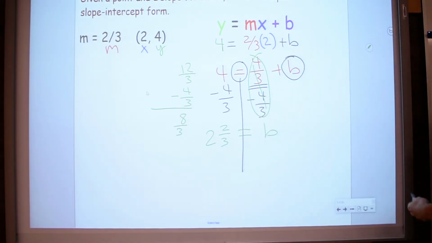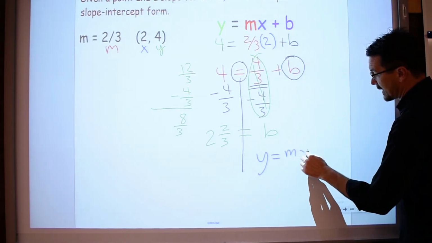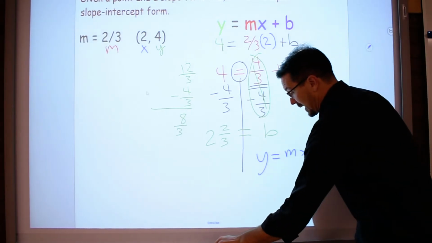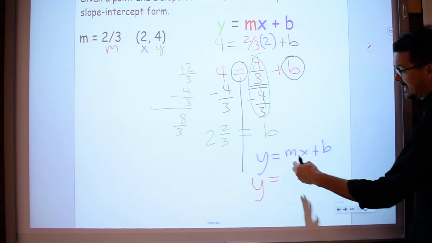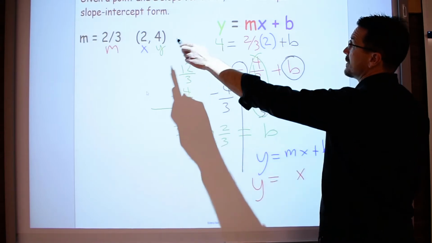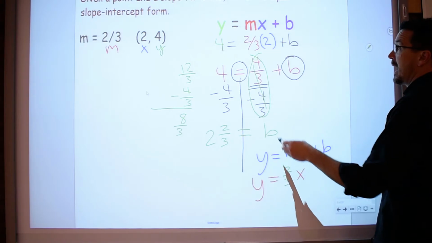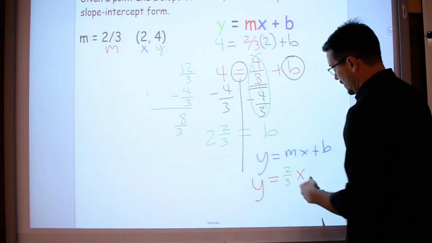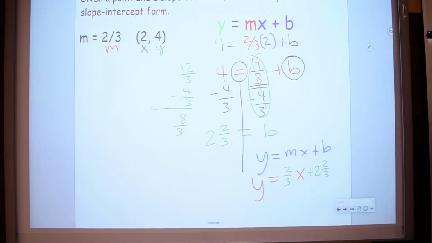And now I'm going to go back to my problem. Y equals mx plus b. So now I need to replace the things that I don't have. I need to know what the m is and the b is. Well, the m, we already said, is 2/3, so that'll be 2/3 x. And then b, in this case, would be 2 2/3, so I'll say plus 2 2/3. Or I could have put 8/3, either way. So that takes care of that one, so you try the next one.